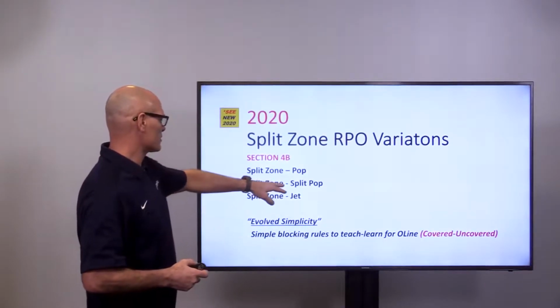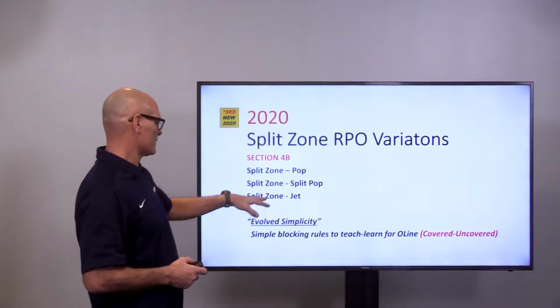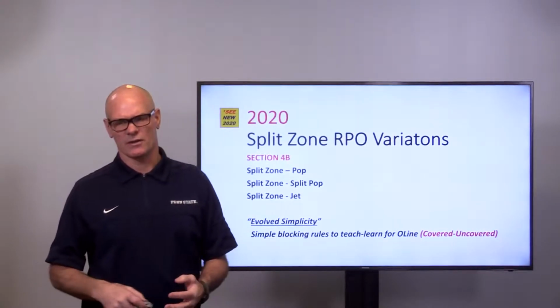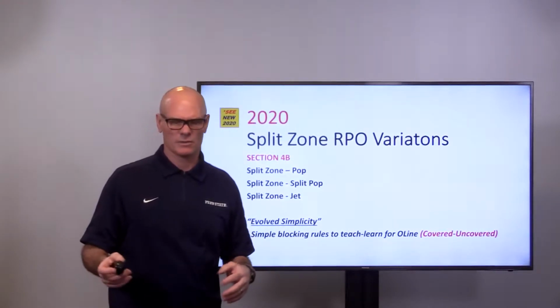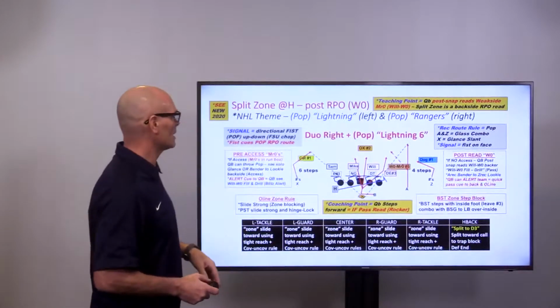Second one is what the University of Minnesota has been doing a ton of this year and have success with, what we call split pop. And then last is what's been really popular this year with RPOs in general, is to run a jet or a speed out. So first one here, split zone pop.